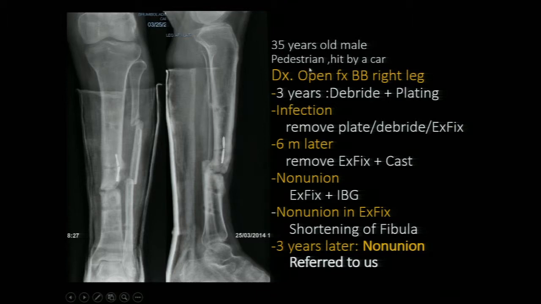This is an example of a 35-year-old male pedestrian hit by a car, with an open fracture of both bones of the leg 3 years ago. He had rebridement and plate, then it became infected, the plate was removed, rebridement, X-fix. 6 months later, the X-fix was removed and a cast applied. I don't know what the surgeon thought. And then non-union, for sure. Then he had X-fix and bone graft again. And it was non-united in the X-fix, so he changed to something else like this. So this is 3 years of multiple operations. I think if he knew the concept, maybe it could be managed faster.